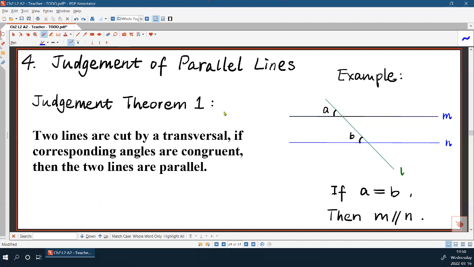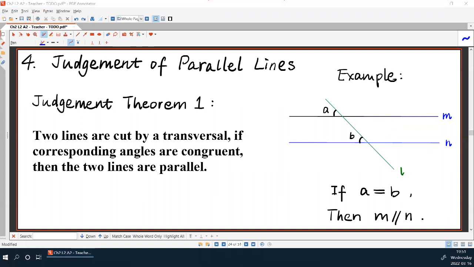Previously in the property theorem, we have parallel lines, then we have congruent corresponding angles, right? But in the judgment theorem, the direction is reversed. It states that if we have congruent corresponding angles, then the two lines are parallel. This is how we can determine if two lines are parallel or not. Any questions?